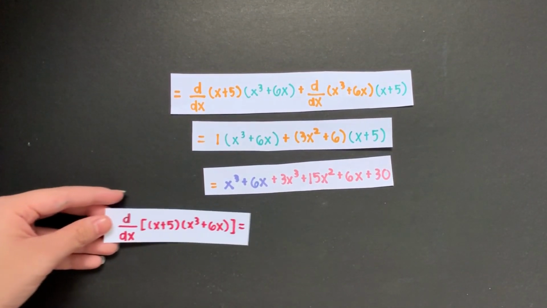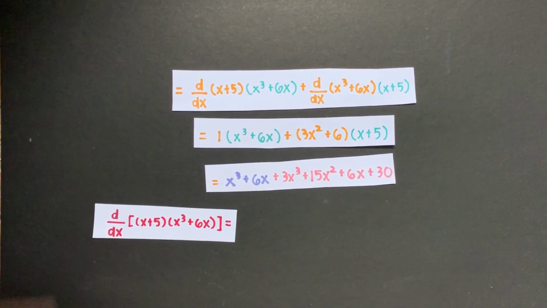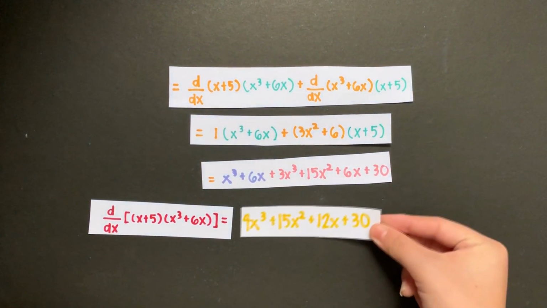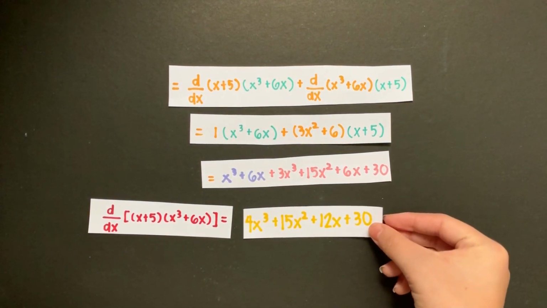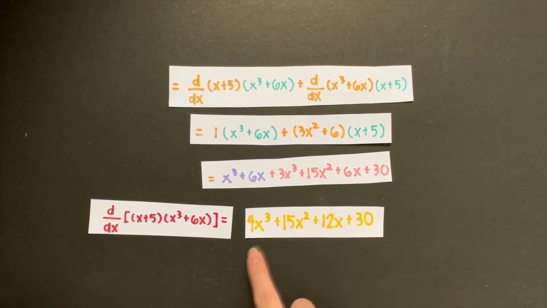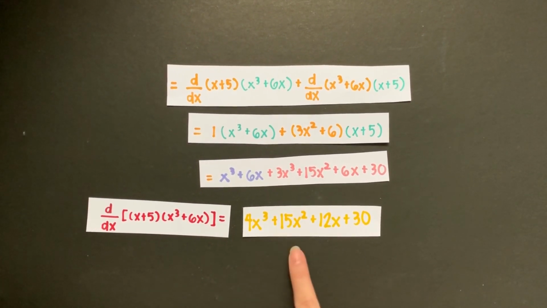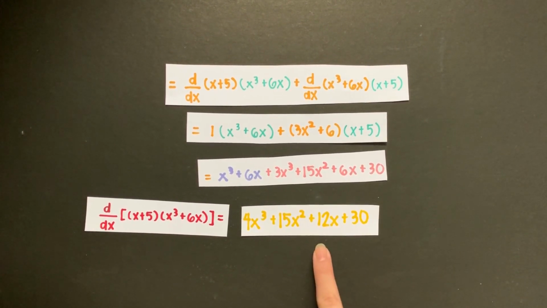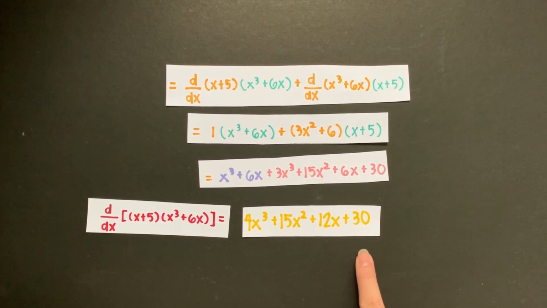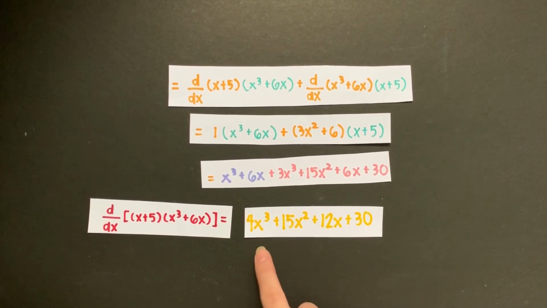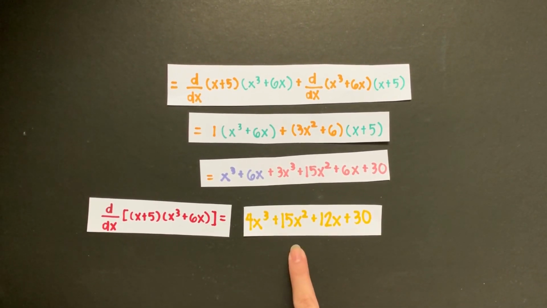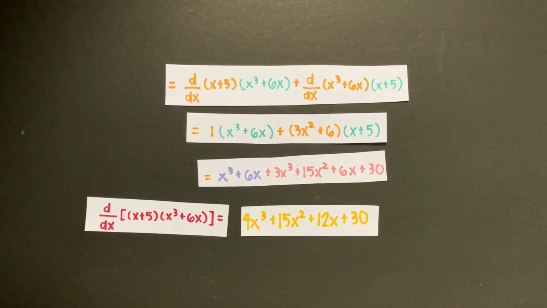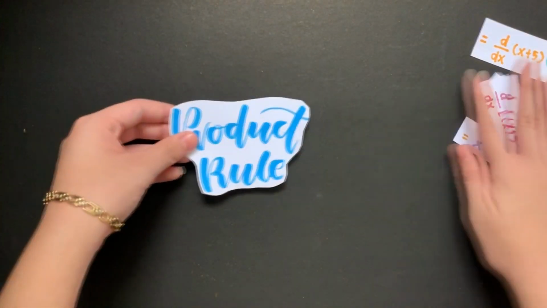We will combine all the like terms. So we have x cubed plus 3x cubed, which is 4x cubed, plus 6x, and then another 6x, so we have plus 12x, and then 15x squared, and then plus 30. So after we combined all the like terms, we now have the derivative of x plus 5 times x cubed plus 6x. So the derivative is 4x cubed plus 15x squared plus 12x plus 30. So that is it for product rule.